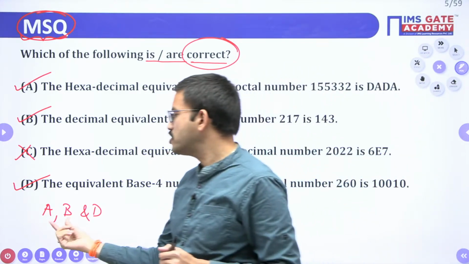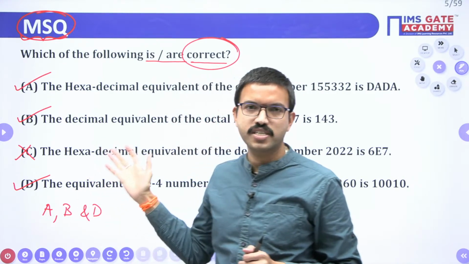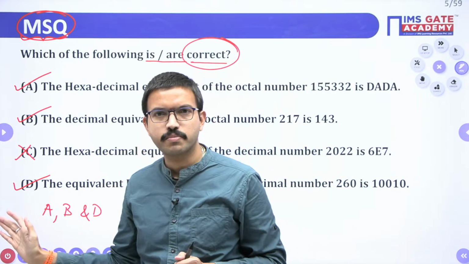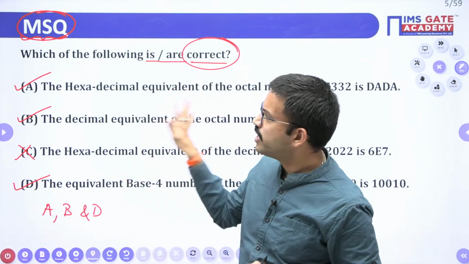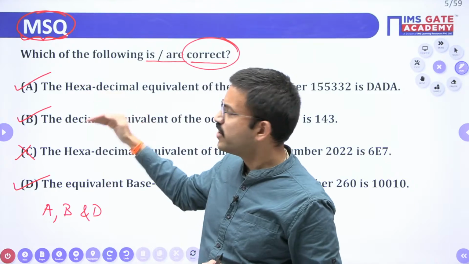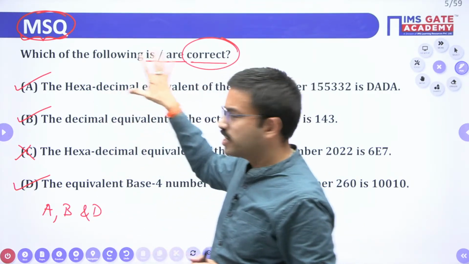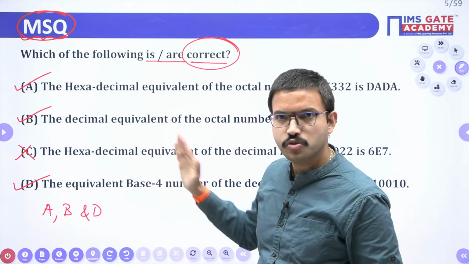Say for example, you have chosen only A and B. Since D is also correct, you won't get any full marks or even any partial marking, right? So especially while you are attempting MSQ, you have to be very careful, verify option by option, whether it is correct or not according to the given question. If it is correct, you have to choose.